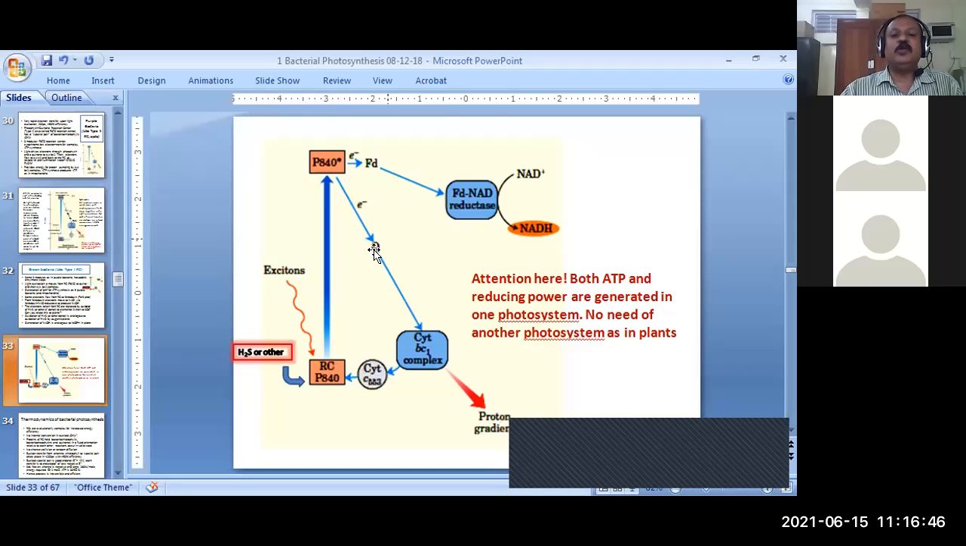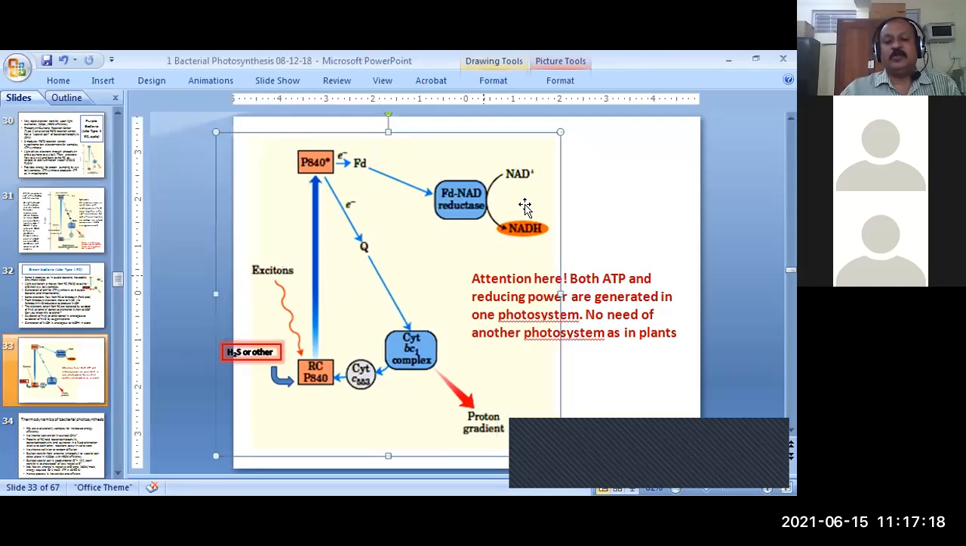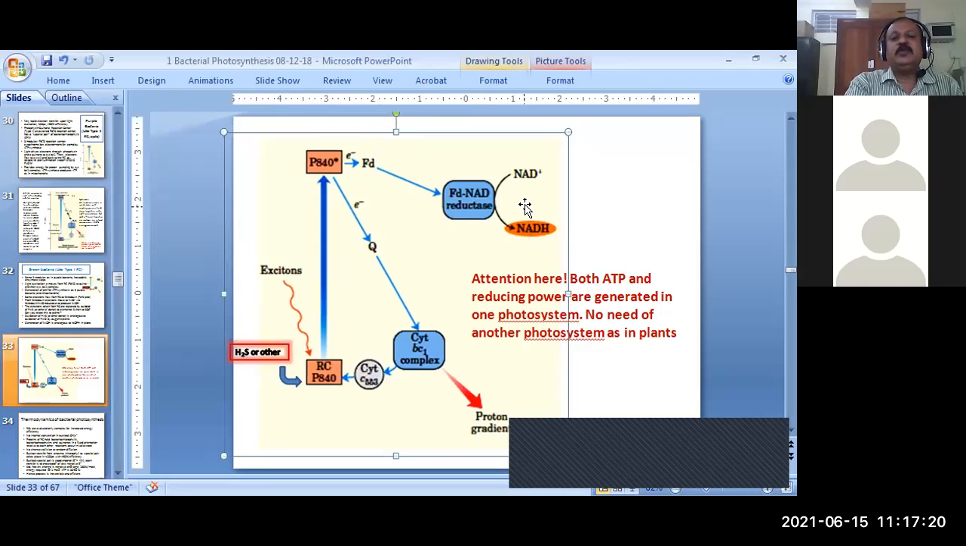So the electron actually goes away from the reaction center, and then it goes to a molecule called quinone. From quinone, it goes to the cytochrome BC1 complex. Cytochrome BC1 complex is actually a proton pump. So it will cause the pumping of protons to the other side of the membrane, which will eventually generate the ATP. Now this electron from cytochrome BC1 can come back through cytochrome C, which is a soluble carrier present in the membrane. So it will carry the electron back to the reaction center molecule. Is it clear to you?